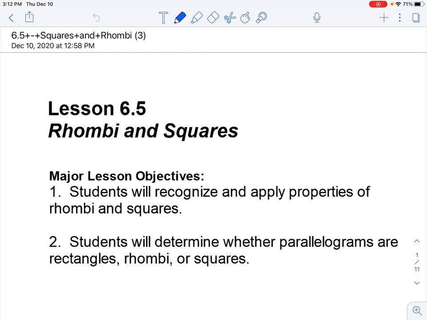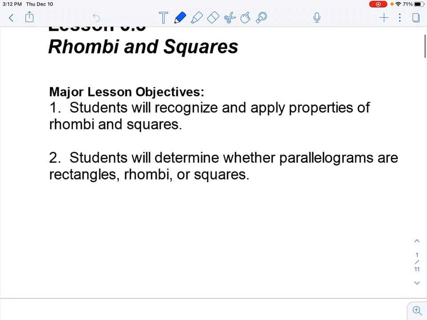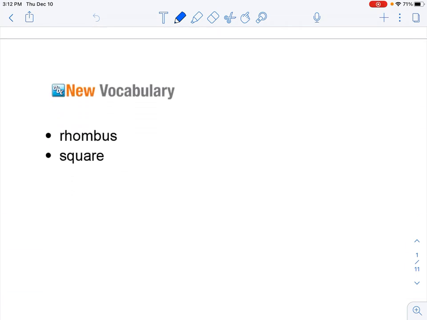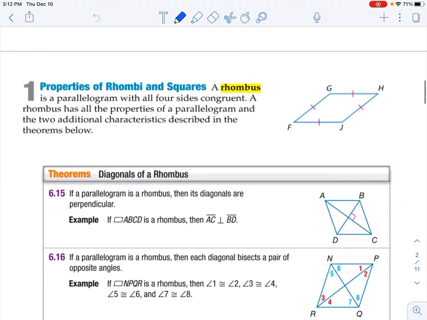Hello, today we are going to be covering lesson 6.5. This is about rhombi and squares. You guys will be able to recognize and apply properties of rhombi and squares and determine whether parallelograms are rectangles, rhombi, or squares. We have a new vocabulary, rhombus and square, and here we go.